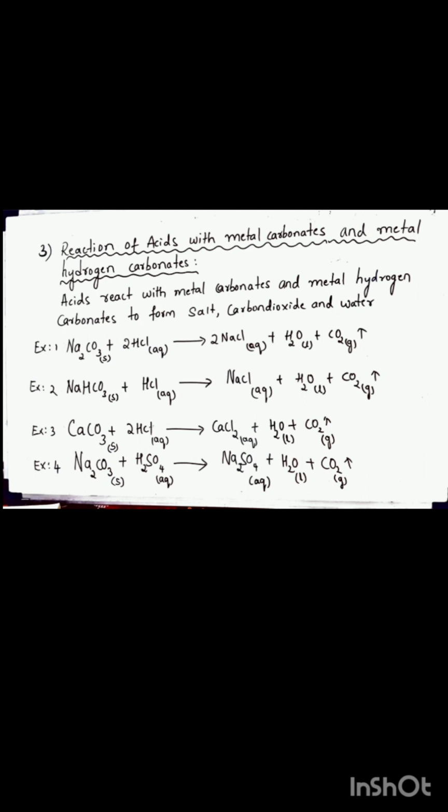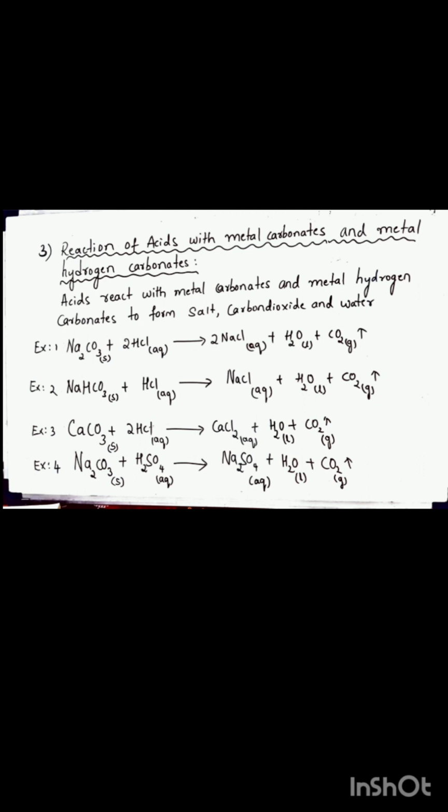Next, let us study the reaction of acids with metal carbonates and metal hydrogen carbonates. When acids react with metal carbonates and metal hydrogen carbonates, we get salt, water, and there is a liberation of carbon dioxide. You can see here, sodium carbonate reacts with hydrochloric acid to form sodium chloride, that is salt, water and carbon dioxide. How does this reaction proceed?